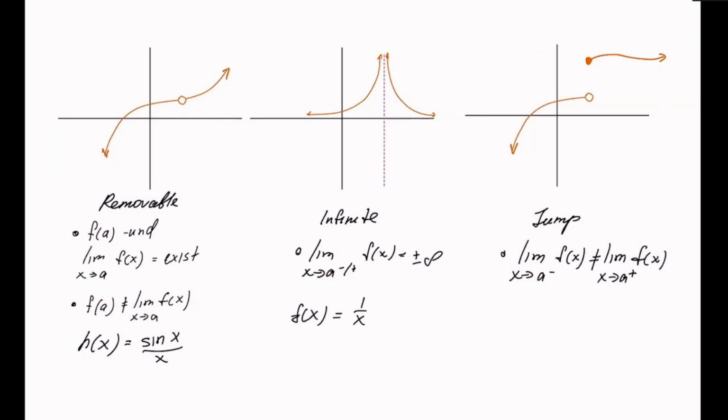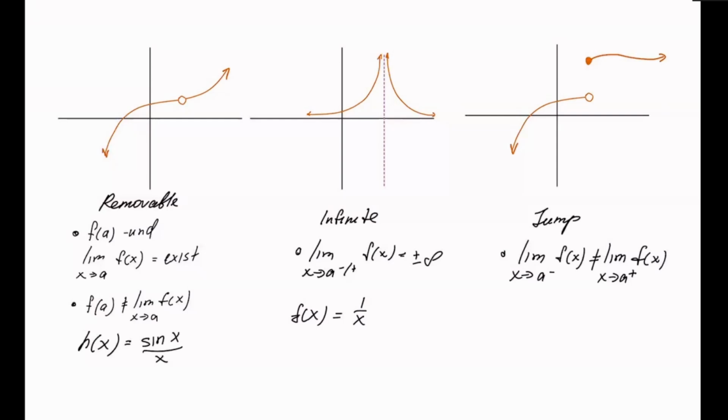squared and so on. This function has an infinite discontinuity at x equals 0 because the limit of 1 over x as x goes to 0 from the right side is equal to positive infinity and from the left side equals negative infinity. And the third type of discontinuity is jump discontinuity.